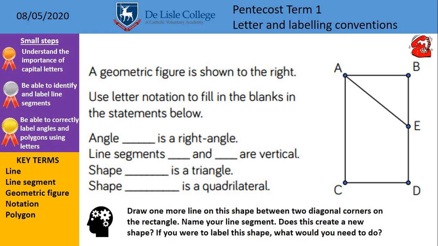Now if you draw one more line on the shape between two diagonal corners on the rectangle and name your line segment, does this create a new shape? And if you were to label this shape, what would you need to do? So have a little play around with that and see what new shape you can create, and see if you know the name of that shape and are able to add on any additional labels you may need.